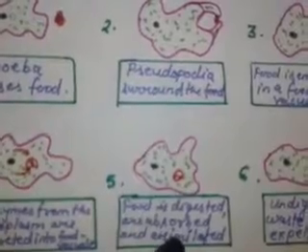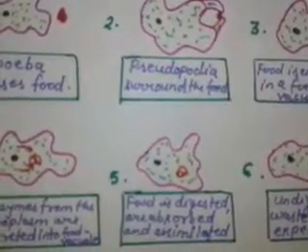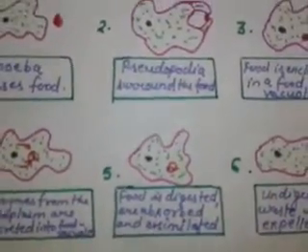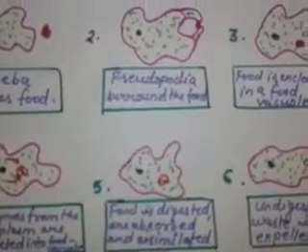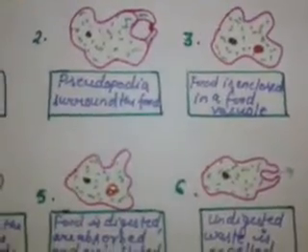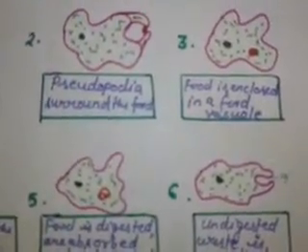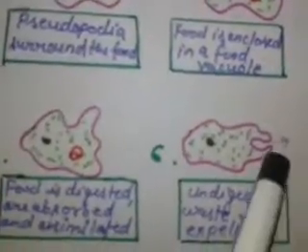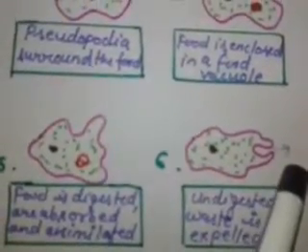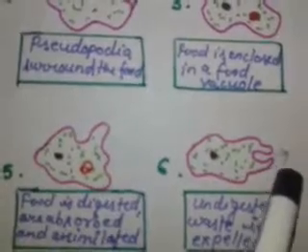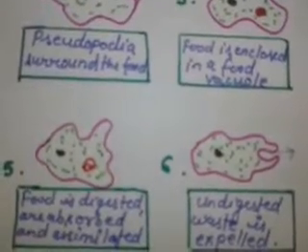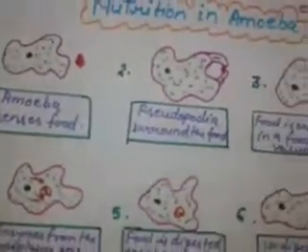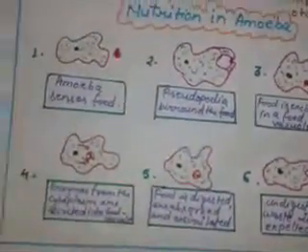After digestion we have assimilation. By absorbing the food, amoeba gets energy, and undigested food comes near the cell membrane of the amoeba, then the cell membrane breaks down, and the undigested food is thrown out of the amoeba's body. So this is how nutrition takes place in amoeba.